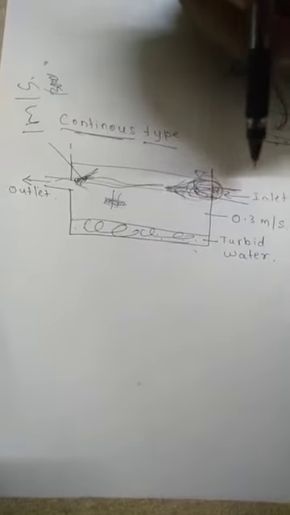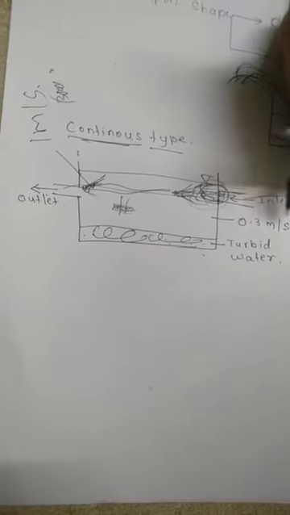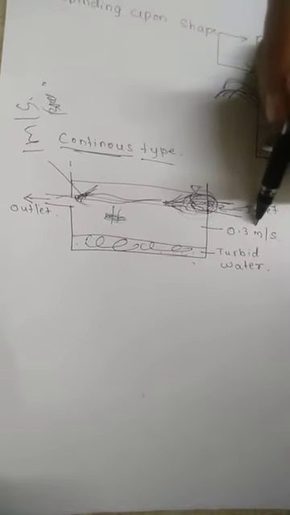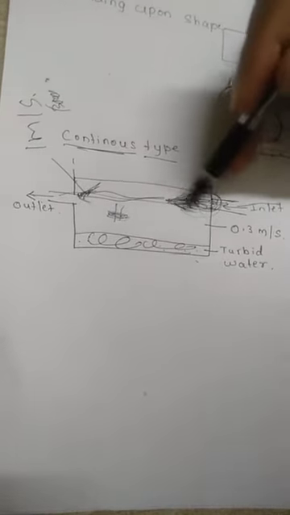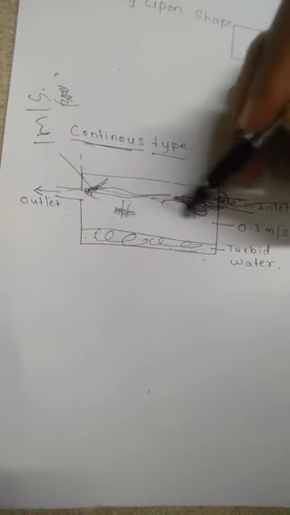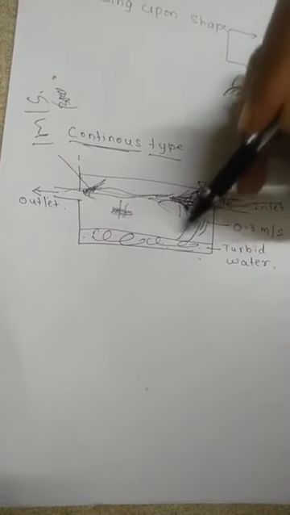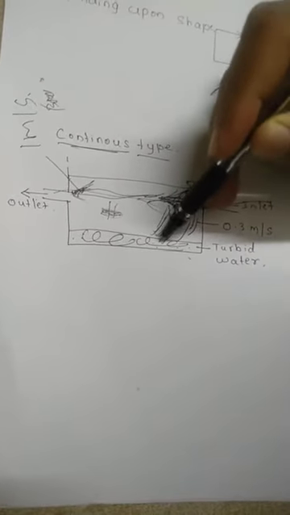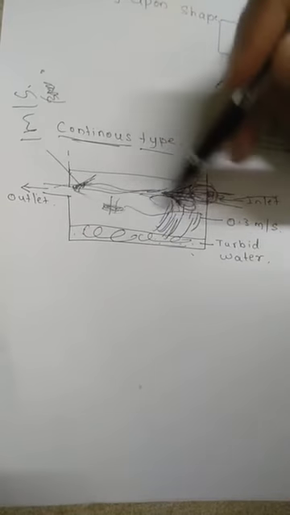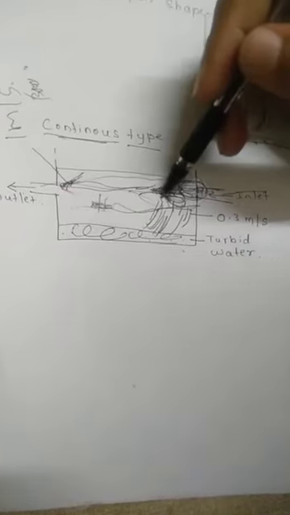But when we reduce the inlet velocity to 0.3 meter per second, that is a very slow velocity, what is happening? If the water is turbid here, since we have reduced the velocity, the particles slowly start to settle down by their own weight. And here we are going to get the water continuously.